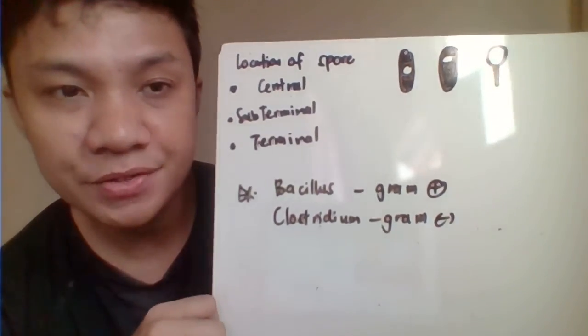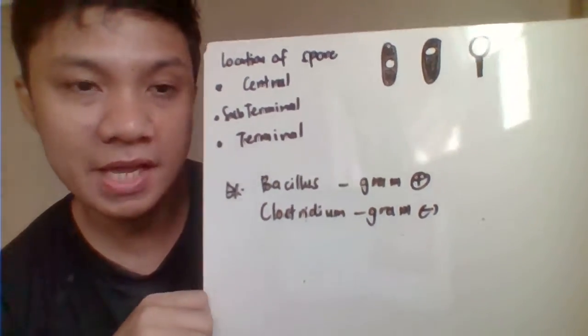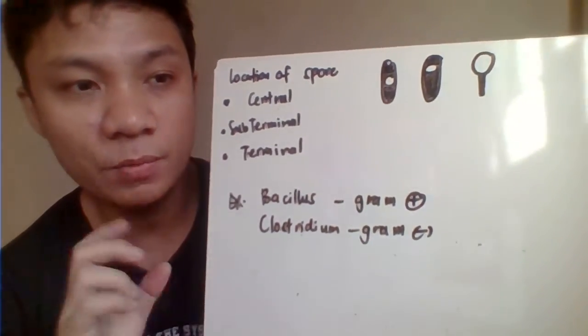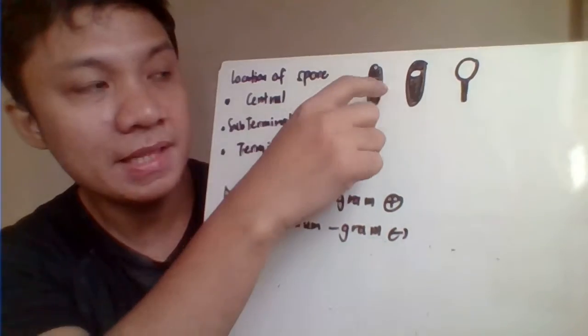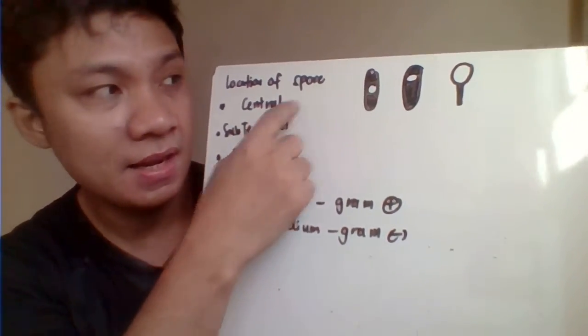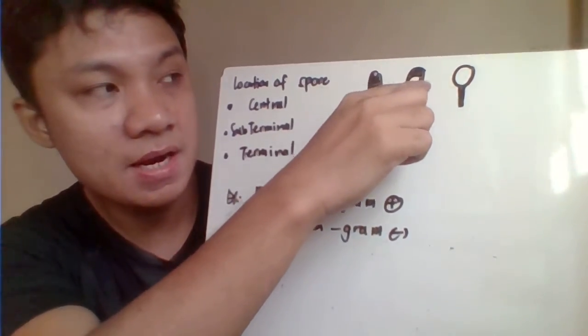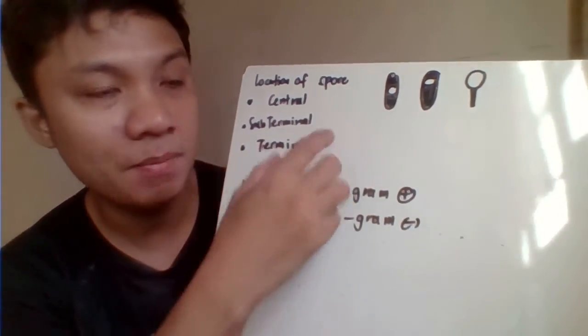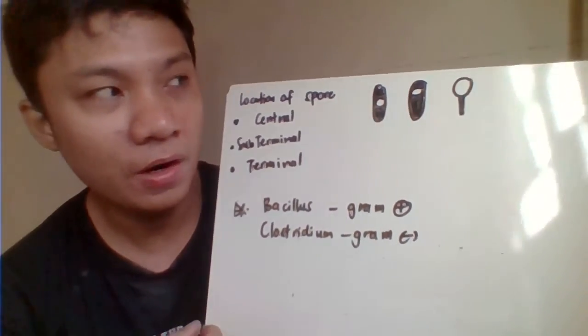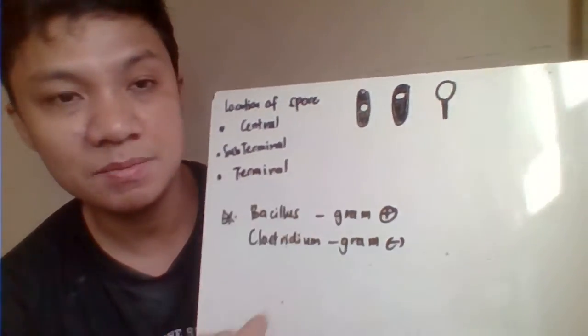Okay, we also classify the spores according to the location where you could find them within the cell. So, pag nakita siya sa gitna, that's the central. Then subterminal here, and this is your terminal. So, parang drumstick or lollipop. So, these become the terminal spores.